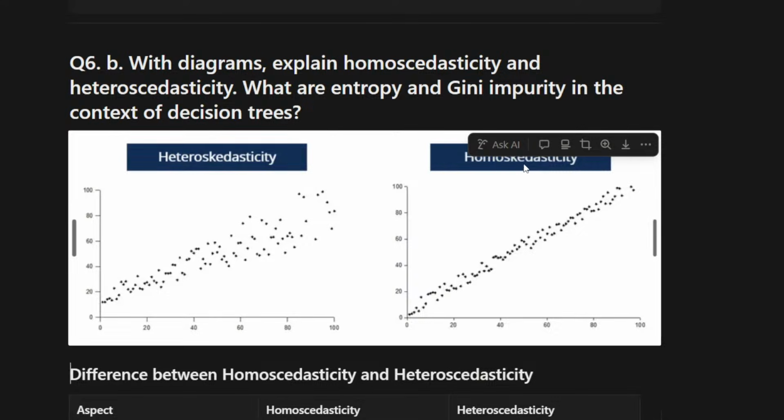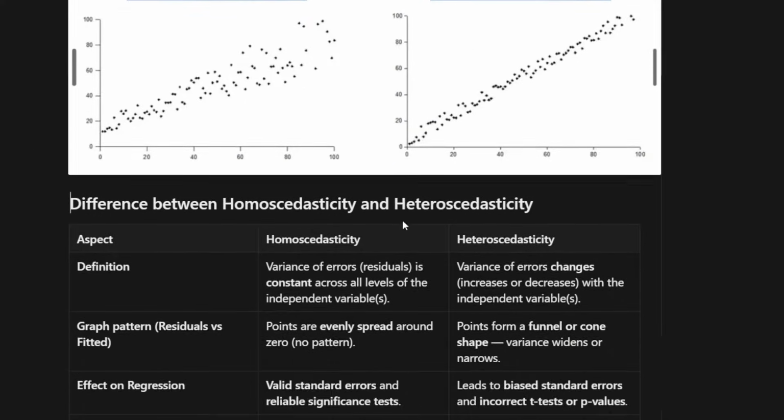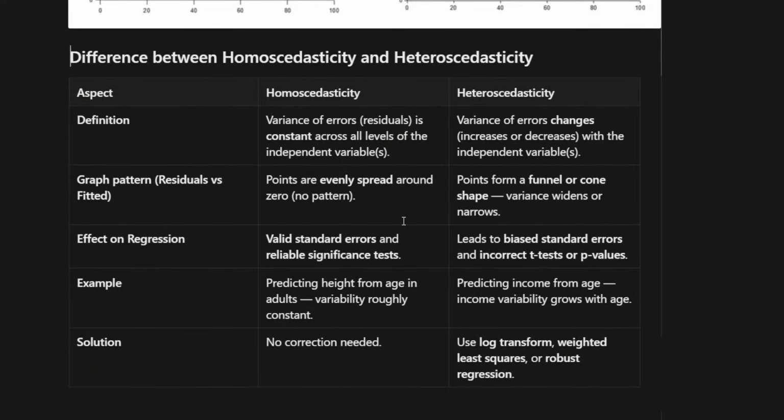But in homoscedasticity, it is not the case. As we go towards the right side on the x-axis, the variance is not increasing. It is almost constant throughout the entire region. This is the main difference between homoscedasticity and heteroscedasticity.